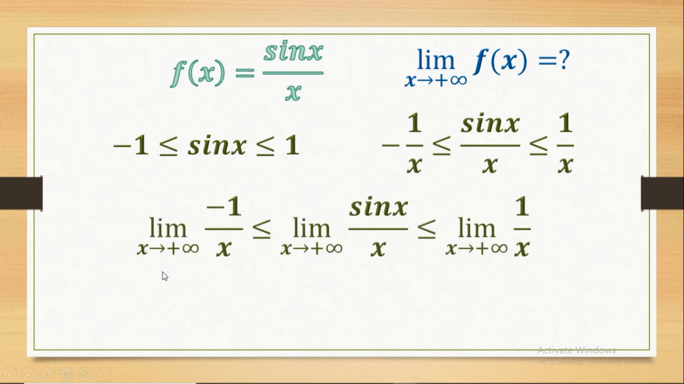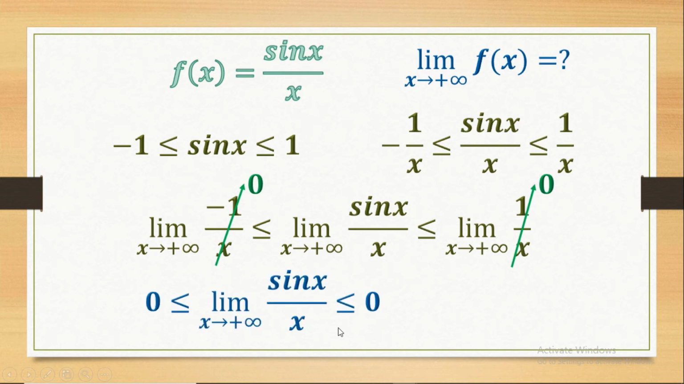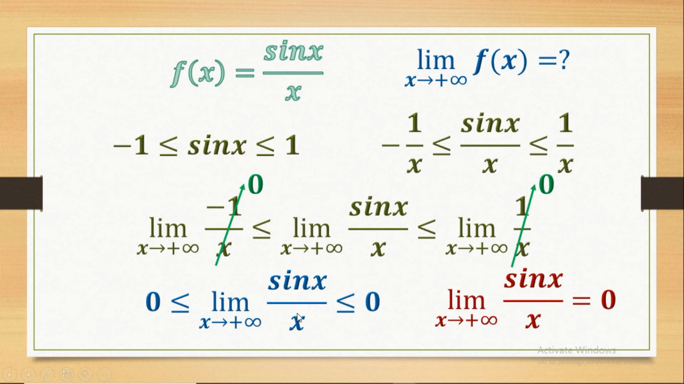In this case, we can say that limit as x tends to plus infinity for minus 1 over x is less than or equal to limit as x tends to plus infinity for sine x over x and less than or equal to limit as x tends to plus infinity for 1 over x. But if you note something, as x tends to plus infinity, minus 1 over x will tend to 0. Also, as x tends to plus infinity, 1 over x will tend to 0. Then we can say that 0 is less than or equal to limit as x tends to plus infinity for sine x over x less than or equal to 0. Well, in this case, we can directly say that limit at plus infinity for sine x over x is equal to 0 since it's between 0 and 0.